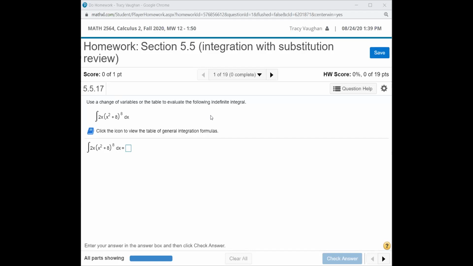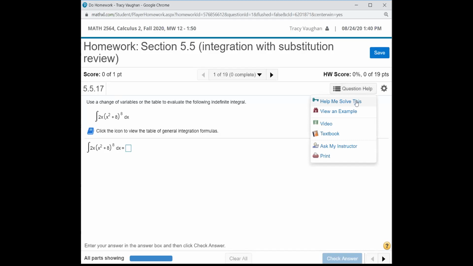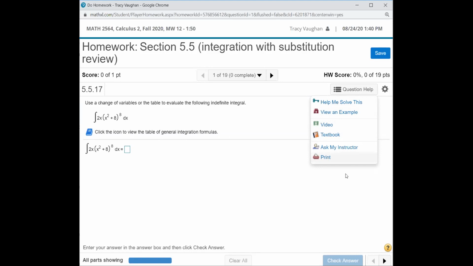One thing I wanted to bring your attention to, but I also want to caution you. First of all, see that click the icon to view the table of general integration formulas. You won't have those on your quizzes or exams, so just be aware. That's why you need to memorize them. You also have question help over here that will help you solve this, view an example, view a video or textbook, that kind of thing. While those are excellent helps, I find that people oftentimes get too dependent on them and they miss them very much when the test or quiz comes around. So try to use those sparingly.